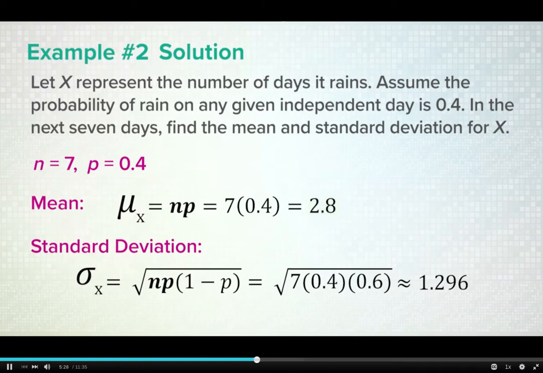To find the standard deviation, I'll substitute n and p into the formula to get the square root of 7 times 0.4 times 0.6, which is approximately 1.296. Now here's another one you can try on your own.